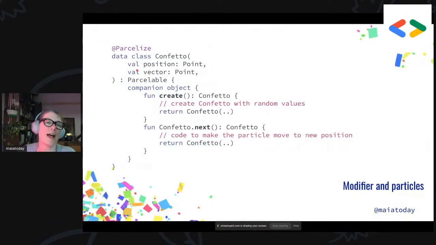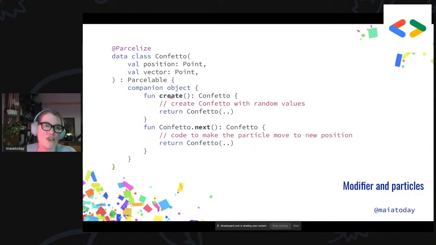First off, I made a data class. The data class is a confetto, because confetto is the singular of confetti. Confetti is the plural, confetto is the singular. So this is the particle, the single particle. I'm not showing you all the code, but it has a position, and it has a vector which is related to the speed that will make it move.